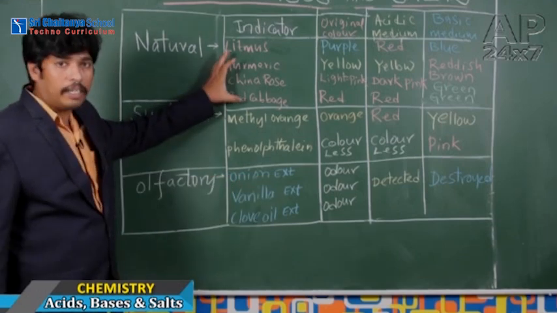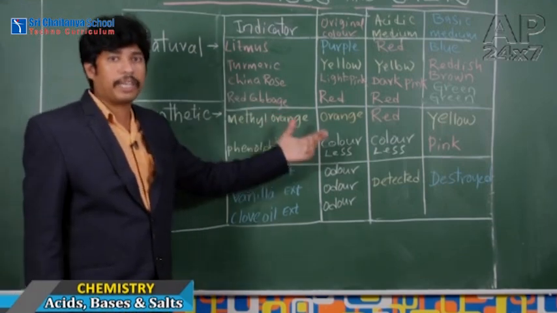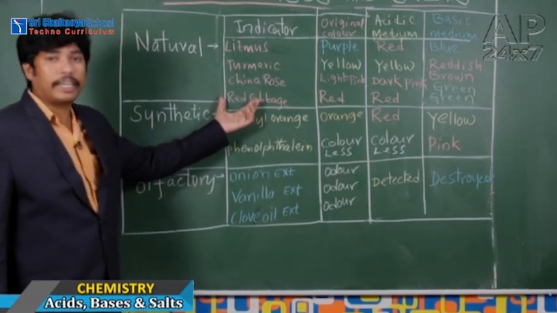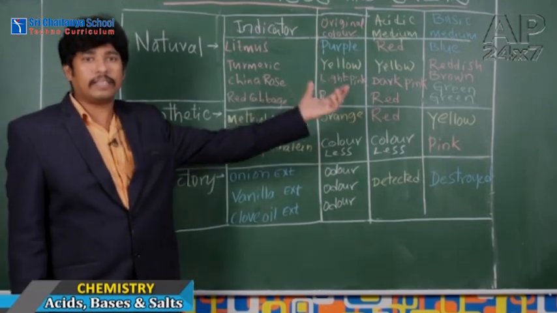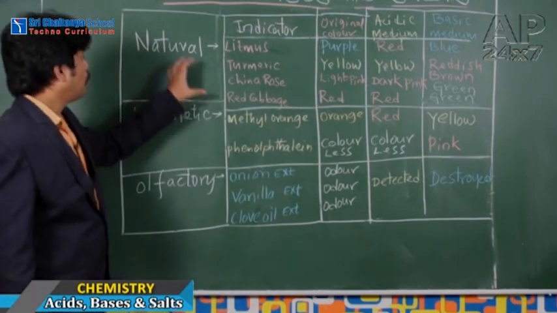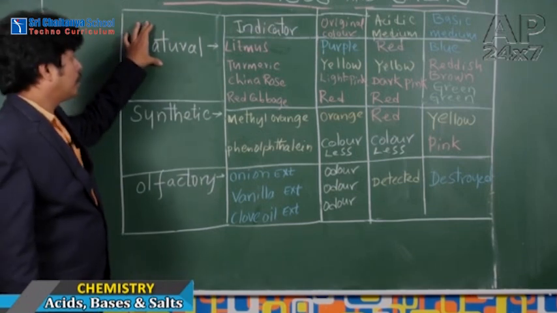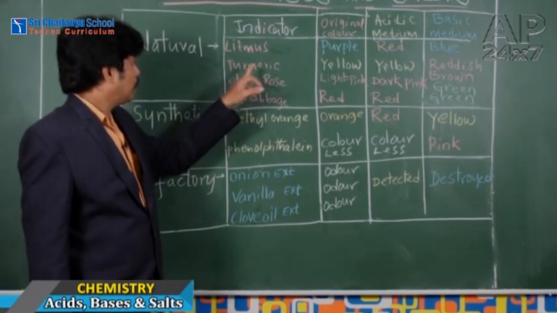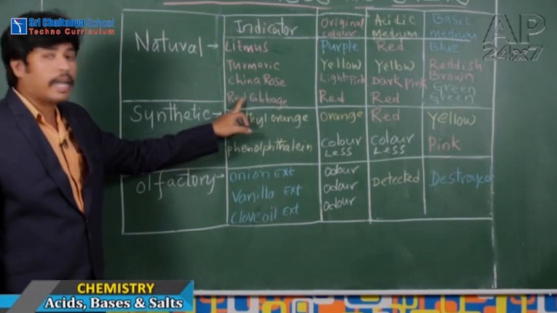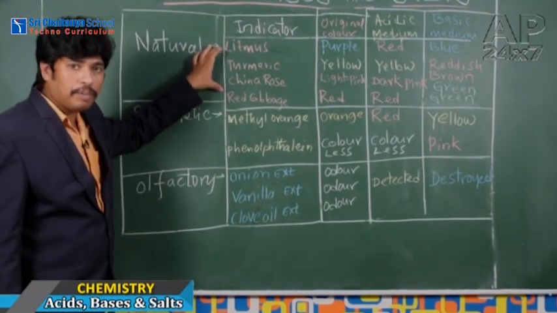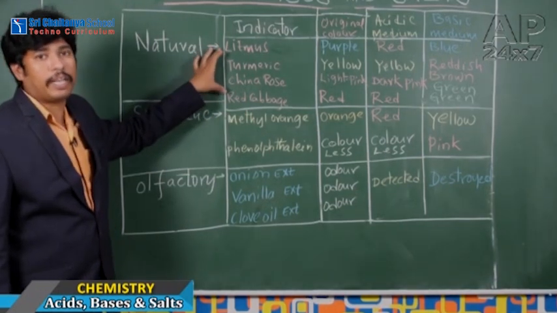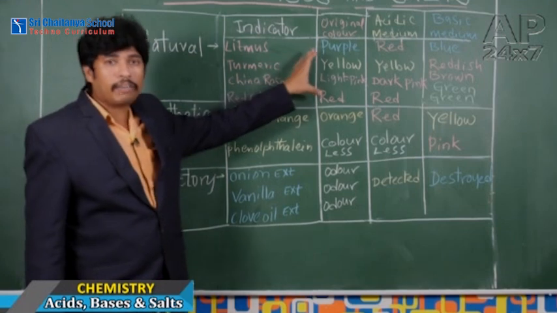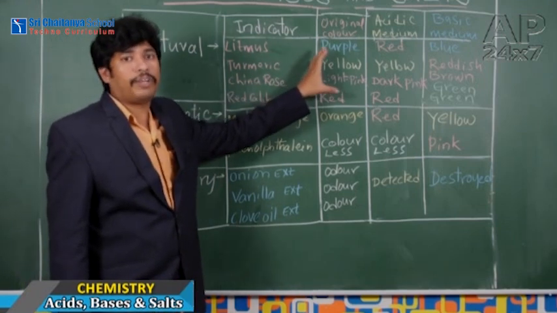Let us see what type of color changes we can observe with all these indicators in acidic as well as in basic medium. Now coming to the natural indicators: litmus, turmeric, China rose and red cabbage. These are the four important natural indicators I would like to discuss, and along with them we also need to remember their original colors.